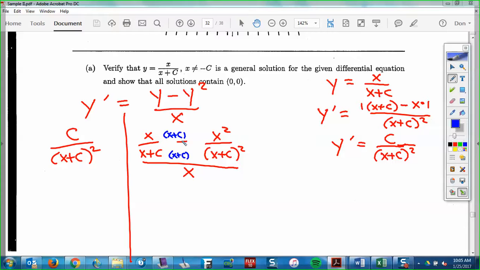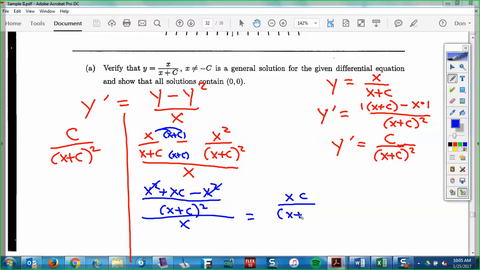Take the top and bottom of this first one by x plus c, because then that would give me (x plus c) squared on both those. So my top would end up being, I'll distribute this, x squared plus xc, and then minus x squared, all over (x plus c) squared. So get a common denominator there, and then that's all over x. Well, I can tell those x squareds are going to cancel. I got xc over (x plus c) squared. And then what do I do with an all over x? Invert and multiply, right? 1 over x, which is going to cancel those x's. And so, sure enough, I get c over (x plus c) squared.